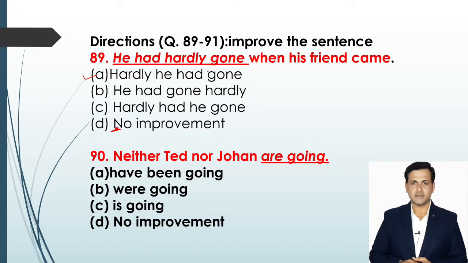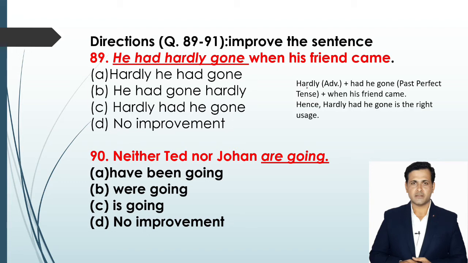The structure for this sentence, when we use hardly, barely, or scarcely, is this: we write hardly first, then "had he gone," which is past perfect, then "when his friend came." So we use hardly here and then the past perfect: Hardly had he gone when his friend came.